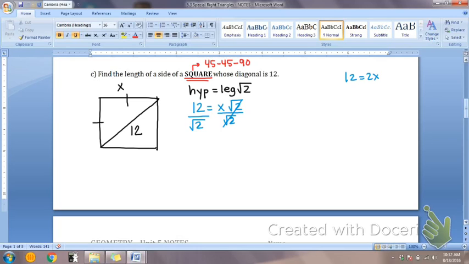But what do we do when we have a radical in the denominator? We're not allowed to have that. What do we have to do? All right, what is that called? Good. We have to rationalize now. So that means I'm going to take 12 over radical 2 times radical 2 over radical 2. This is why we practiced this on Monday.